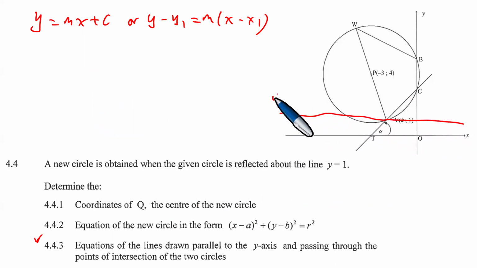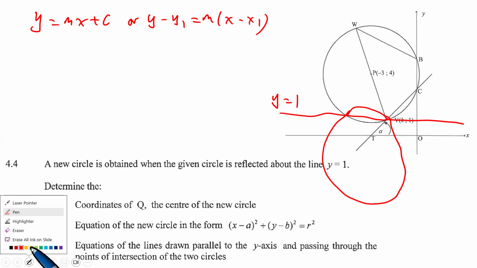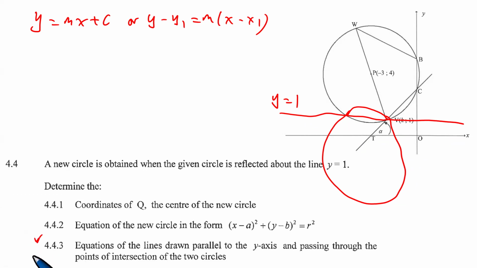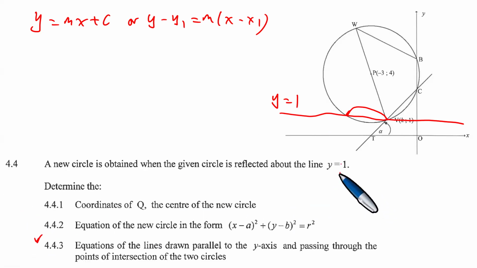Here is the line y equals 1. If you reflect these circles, then what you're going to have is something like this. Something like that. But obviously, this is not to scale. Let me try to draw something nicer. But it's going to be sort of this way.